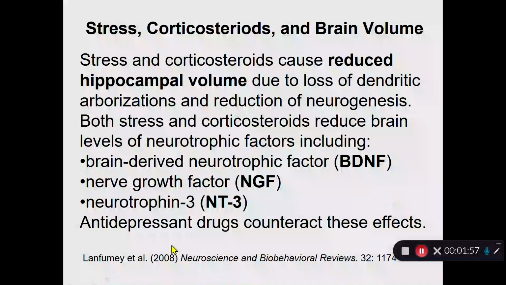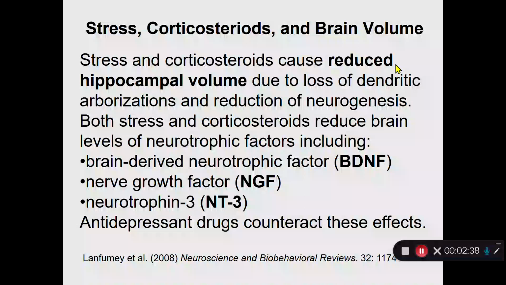Well, it turns out that stress and corticosteroids like cortisol cause reduced hippocampal volume due to loss of dendritic arborizations and reduction of neurogenesis. Neurogenesis is literally the birth of new neurons in the hippocampus. Genesis of new neurons happens at a low rate in the hippocampus, but it's continuous. So over time, neurogenesis contributes many new neurons to the hippocampus. Depression is associated with reduction in neurogenesis. It's also associated with reduction in the processes, the dendrites and axons of existing neurons.